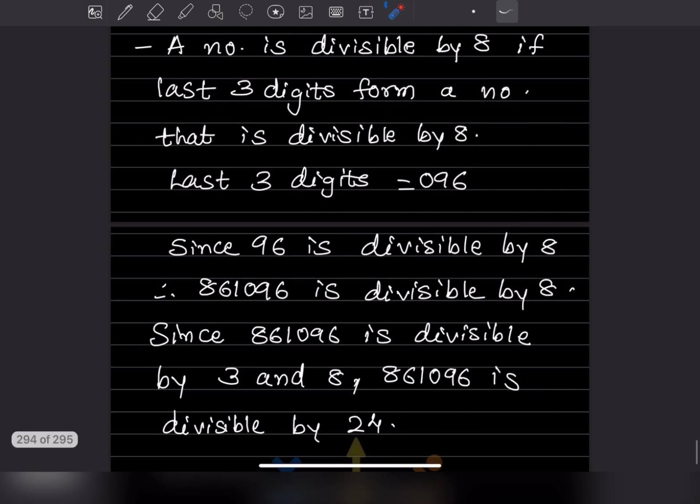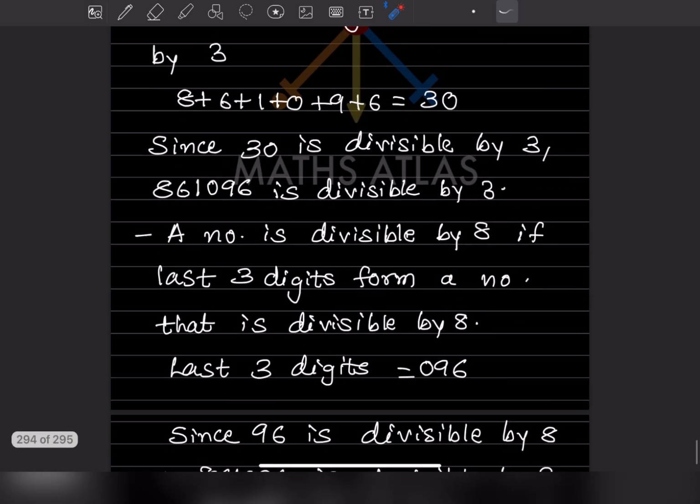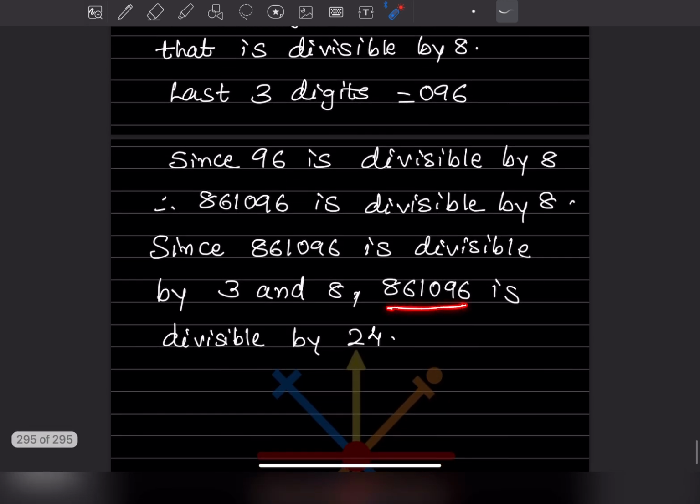And since it is divisible by 3 and also divisible by 8, you have seen here, it is divisible by 3 and it is also divisible by 8. So now what we can say, therefore 861096 is divisible by 24. It looks big, but it's very easy.